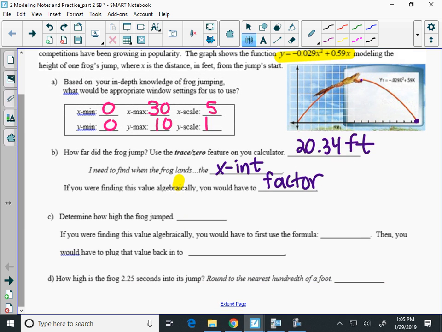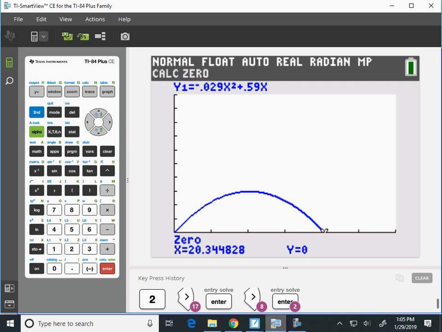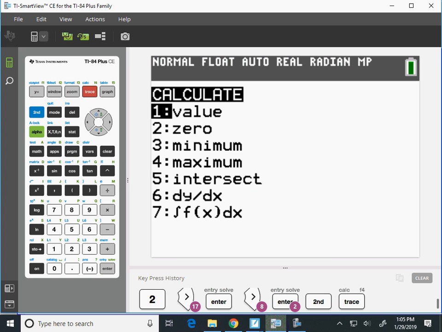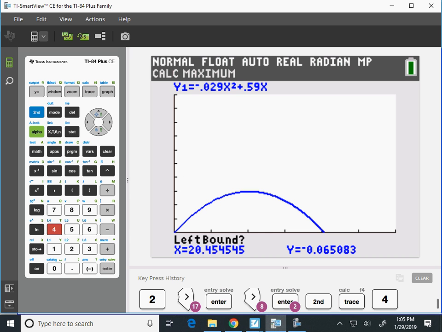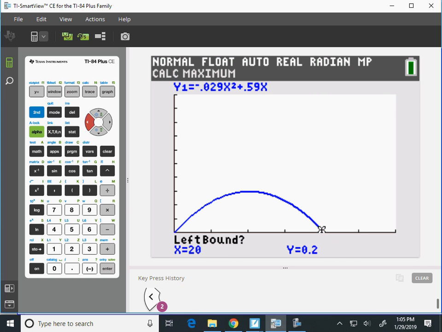So let's again use our calculator here. When I go to second trace, if I was going to decide how high the frog jumped, which value would I choose? Which number here? Maximum, number 4. Now, maximum on the TI-84s is very similar to finding the root. You have to take your cursor to the left of the maximum. If you have an Inspire, it's a little bit faster. It's super slow on the smartboard.